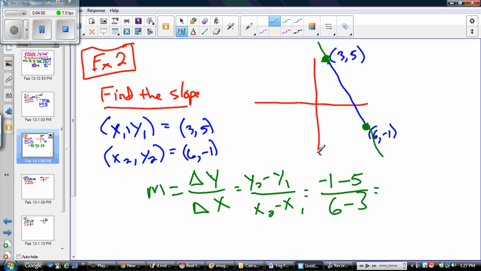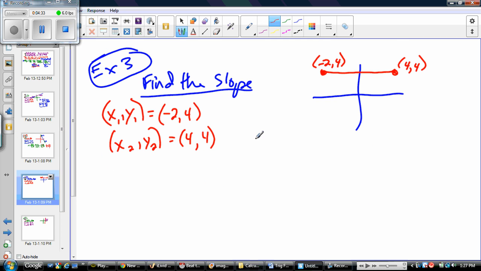Now it's simplify both the numerator and denominator. Change all subtraction to addition. Negative 1 plus negative 5 is negative 6. 6 minus 3 is 3. And again, I can change that to plus or minus. That's going to give us negative 2. And again, I can call it negative 2 or negative 2 over 1. Same thing. And again, what do we notice? As I read my line left to right, I go down. So, a negative slope means my line goes down. And again, we'll clarify that in a little bit.